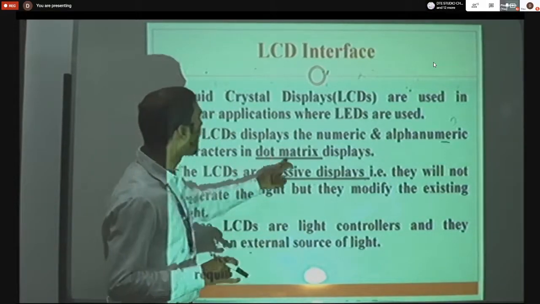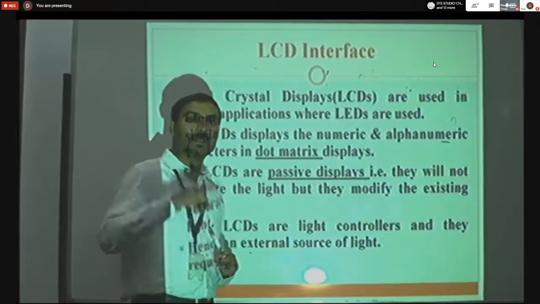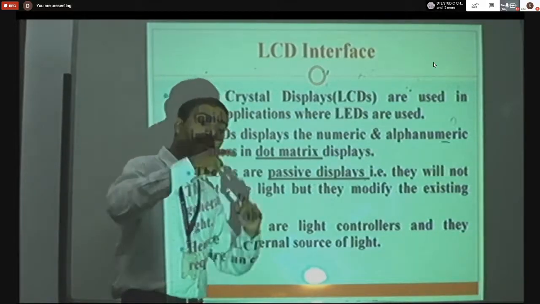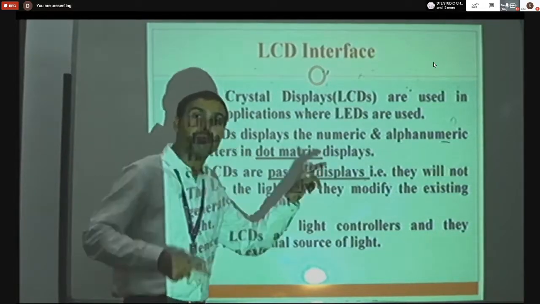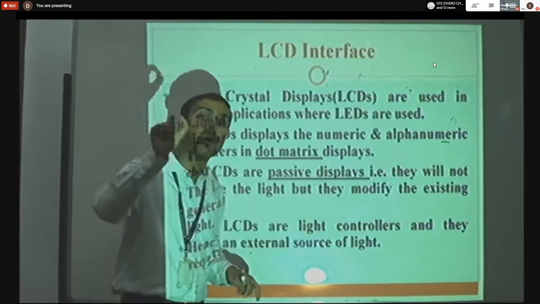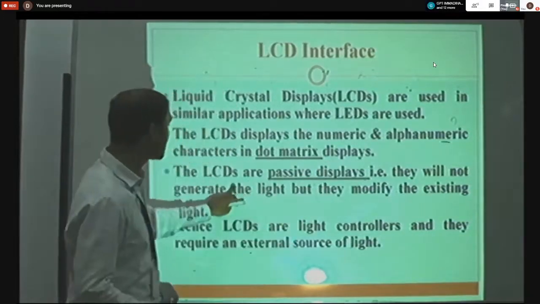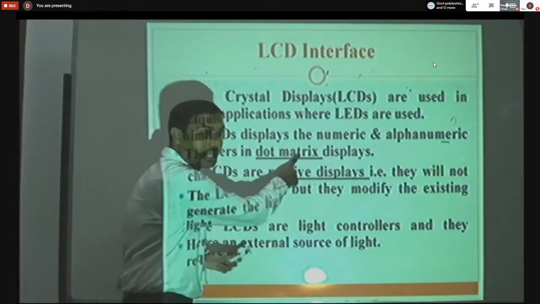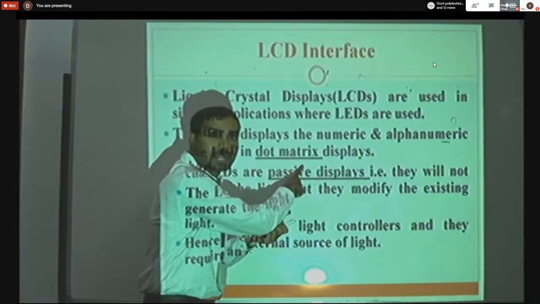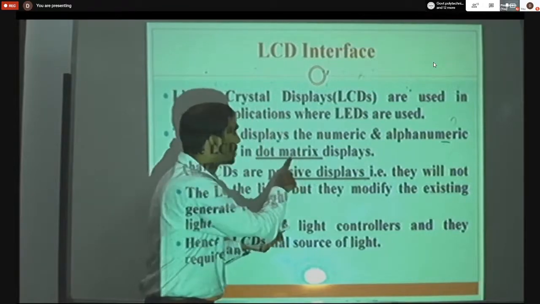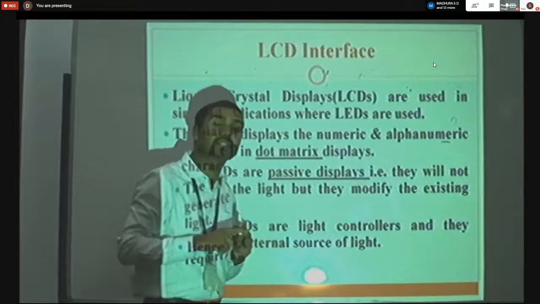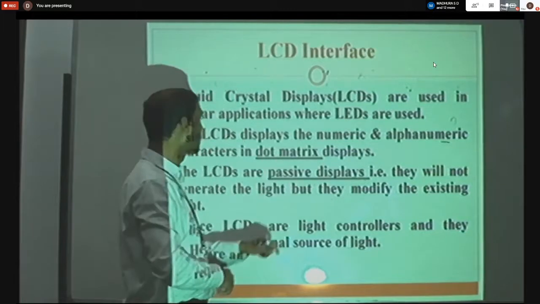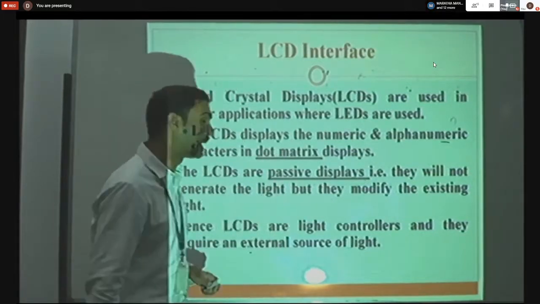Then the dot matrix display. In the 7-segment, the segments look like straight lines. But here the display is made of dots, where all the dots are arranged in the form of rows and columns. That's why it's called a matrix. When there are rows and columns, only then is it called a matrix. Here, dots are arranged in the form of a matrix. That's why it's called a dot matrix display.